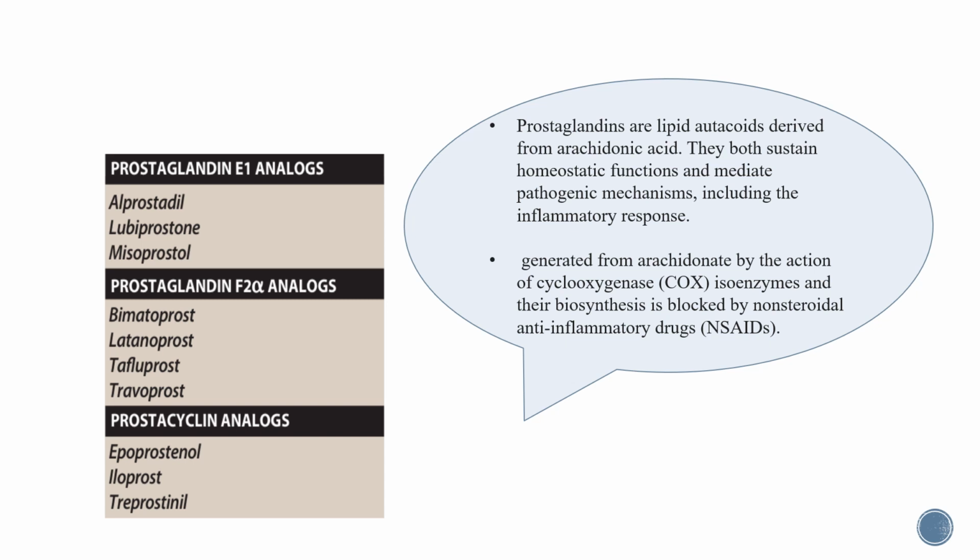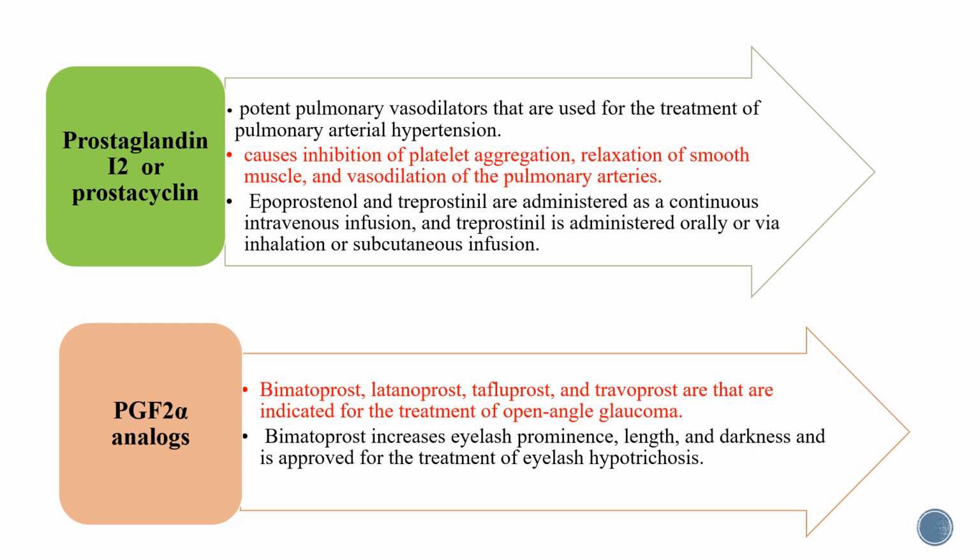So here you can see the different types of prostaglandin analogs and their examples. The prostaglandin E1 analogs are alprostadil, lubiprostone and misoprostol. And the prostaglandin F2 alpha analogs are bimatoprost, latanoprost, tafluprost and travoprost. And the prostacyclin analogs include epoprostenol, iloprost and treprostinil. So let's discuss in detail each prostaglandin analog. The first one, prostaglandin I2 or prostacyclin.